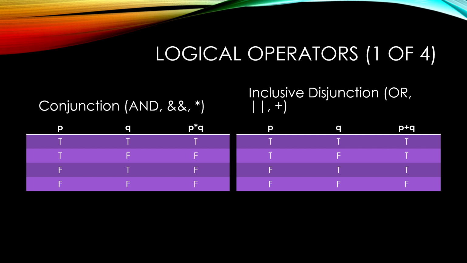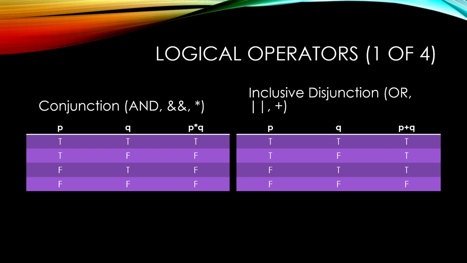Now, when we start talking about our logical operations, there are several that we have to work with. So let's take a look at each of them. The first is going to be your conjunction, or your AND. You can represent it with capital letters A and D. You can represent it with 2 ampersands, or you can use an asterisk or a multiplication symbol. So, for an AND statement to evaluate as true, both P and Q must be true. If either one or both are false, then the statement is false.